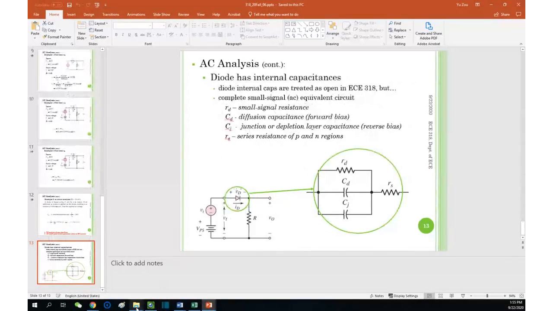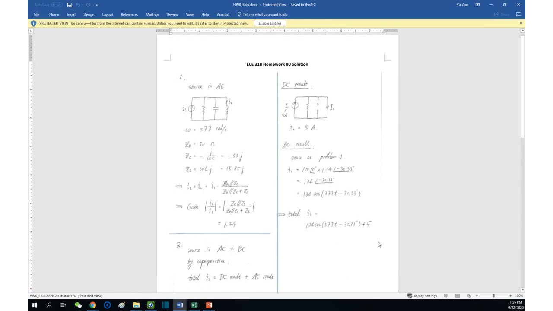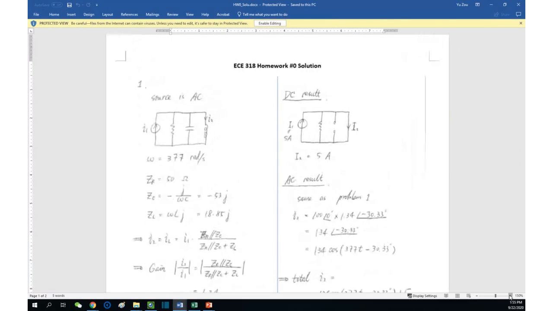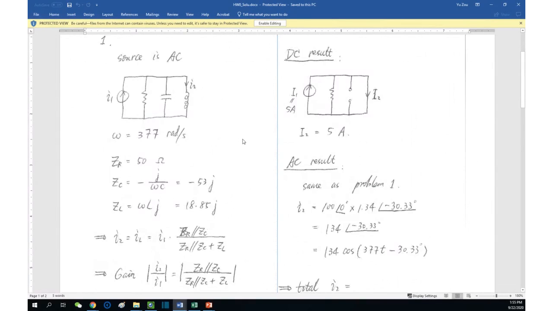This is the slides for today. And next, I just want to talk about the homework. This is the solution I have posted in Canvas. But I just want to go through them together with you guys to see if there are any more questions or concerns.